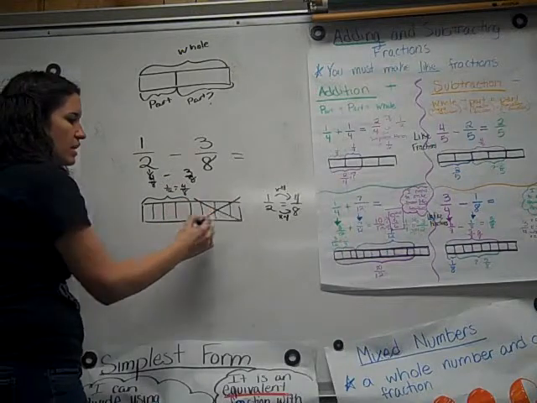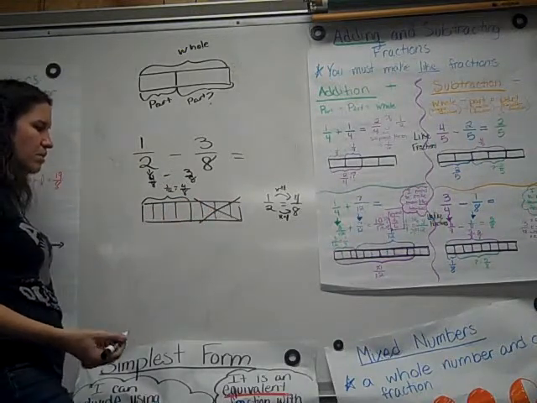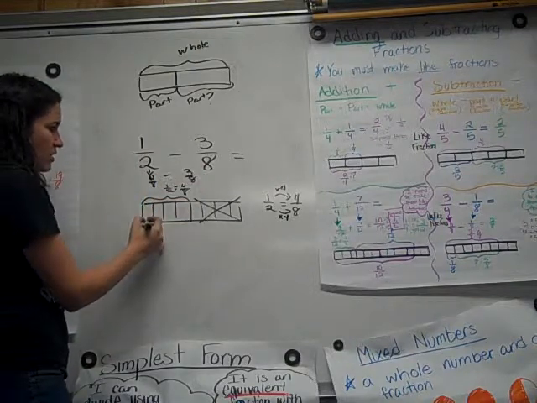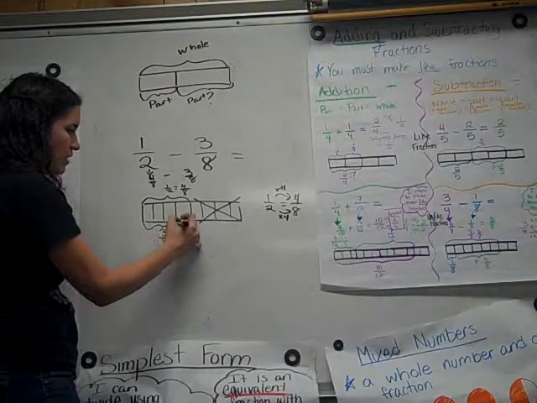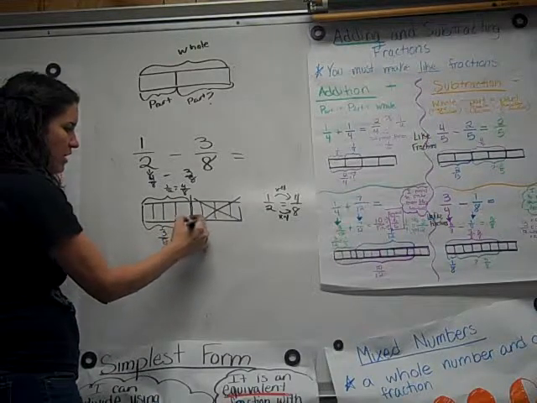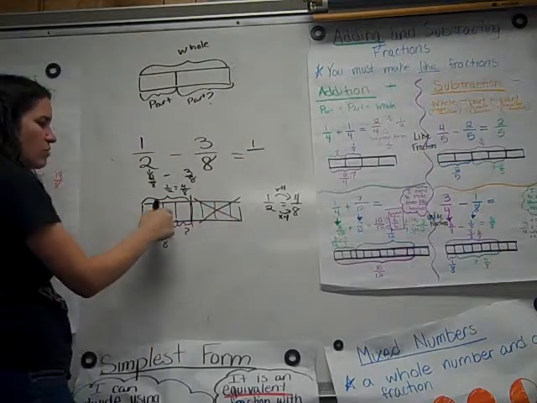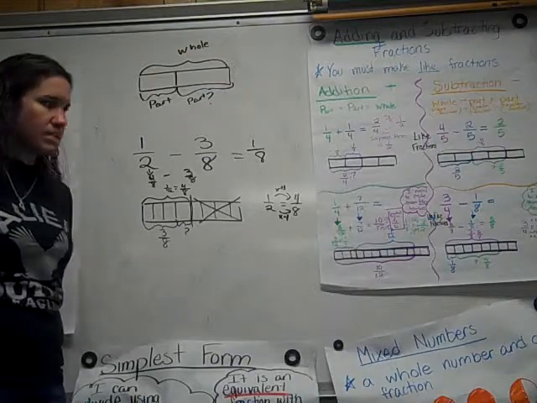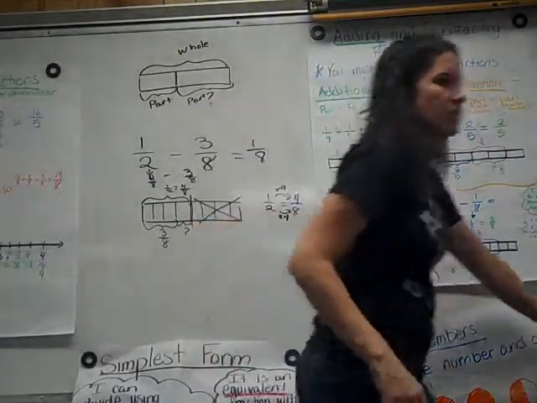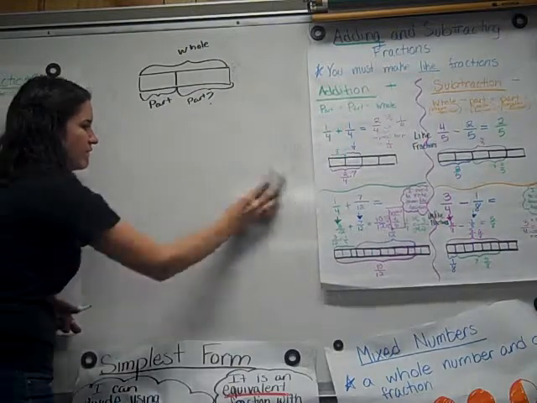We don't really need these because we're only using this, but we can't erase them because this would change our denominator. So if we take away 1, 2, 3 of these, how many are left? There is 1 box left out of 8. So your answer would be 1/8. I'm going to do one more of these, and then we're done with that.